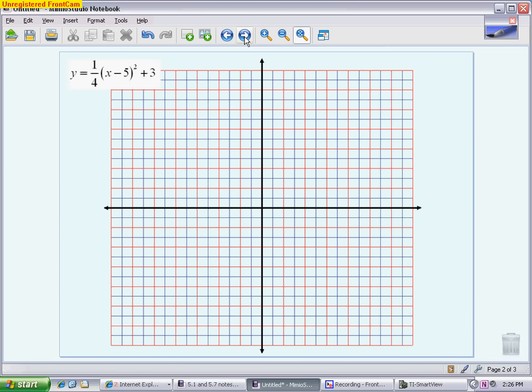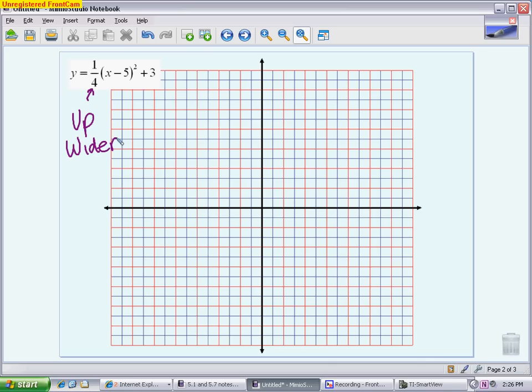Vertex form. Vertex form is the easiest of the 3 forms. When you do vertex form, you're still going to be asked the same questions. Does it open up or down? Again, it's coming from the number in front here. It's a positive number, so it opens up. You'll be asked if it is wider or narrower than your basic x squared graph. Because 1/4 is less than 1, it is wider.